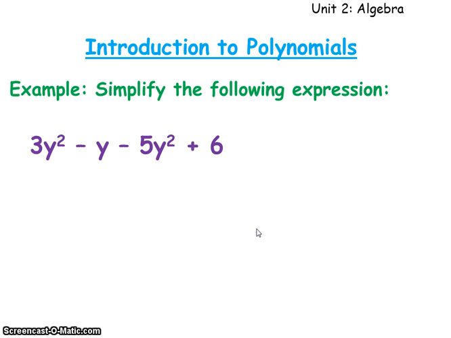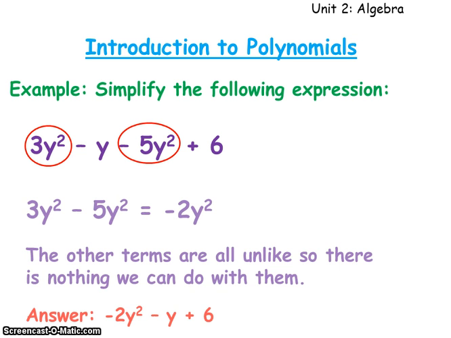Let's do another example. I see I've got my y squareds there, so I'm going to group those together first. I just say 3y squared subtract 5y squared gives me negative 2y squared. And then I'm just left with my subtract y. There are no other like terms there, and no other like terms for my constant 6. So I just rewrite them. So I'm left with negative 2y squared subtract y plus 6.